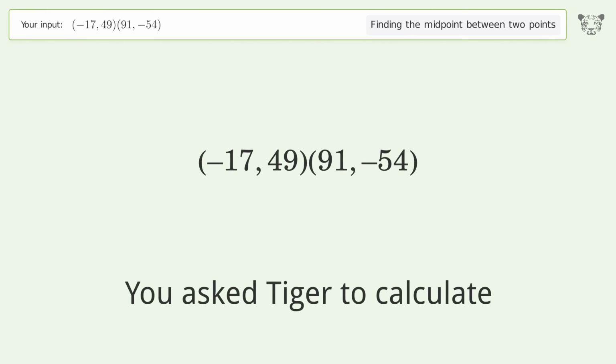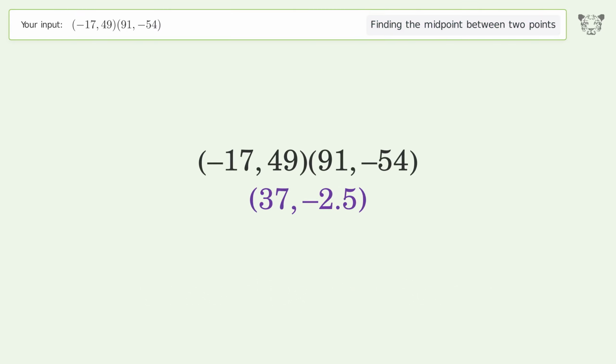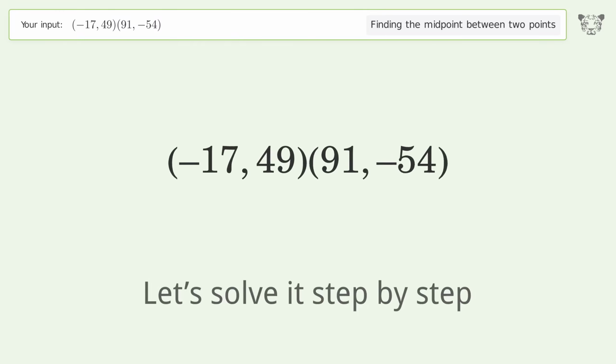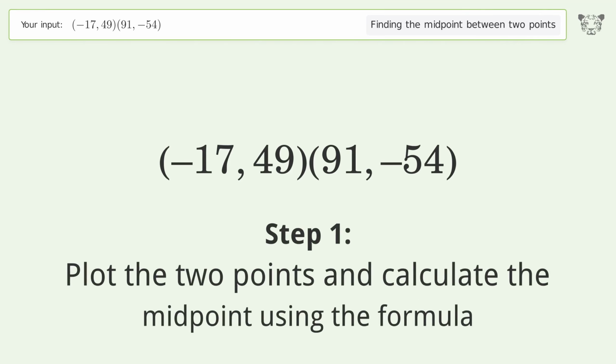You ask Tiger to calculate. This deals with finding the midpoint between 2 points. The midpoint between the 2 points is 37, negative 2.5. Let's solve it step by step. Plot the 2 points and calculate the midpoint using the formula.